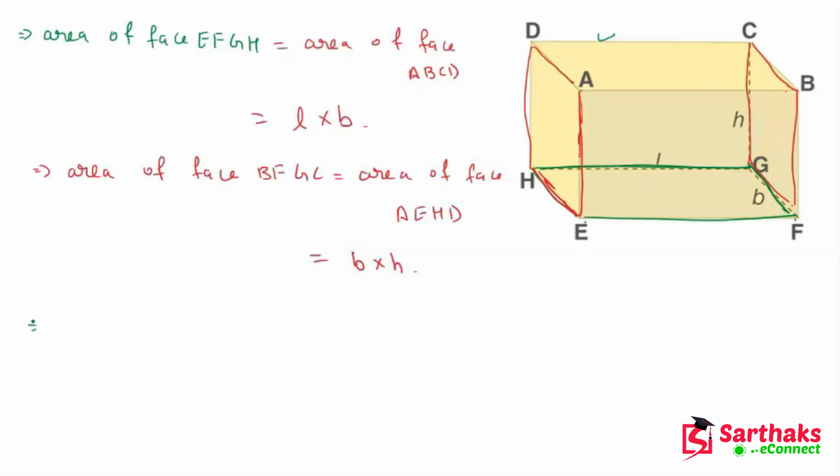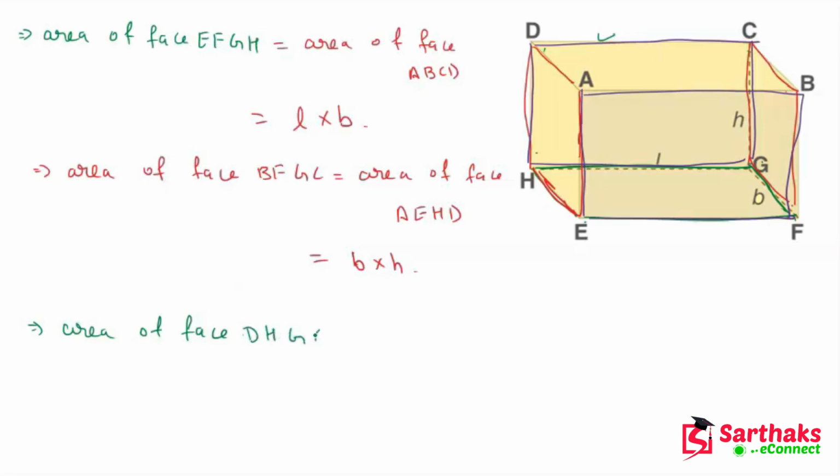Now the area of face DHGC, this face. The area of this face is equal to the area of face ABFE. So area of face DHGC is equal to area of face ABFE, and you can see this is length and this is height. It means L into H.